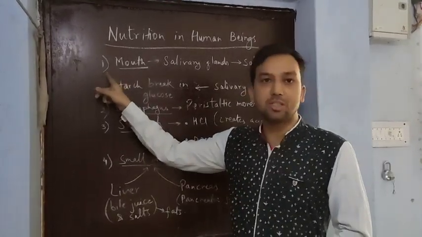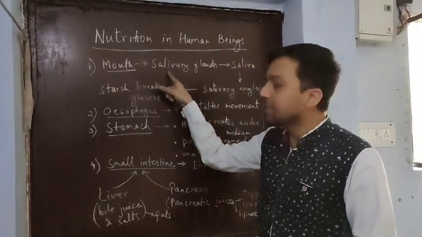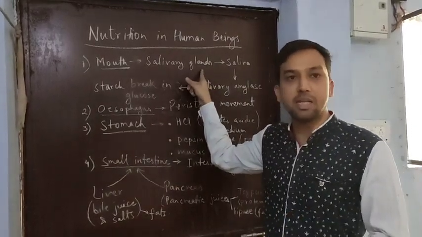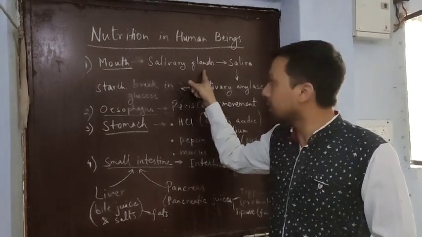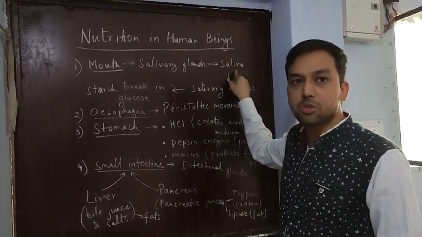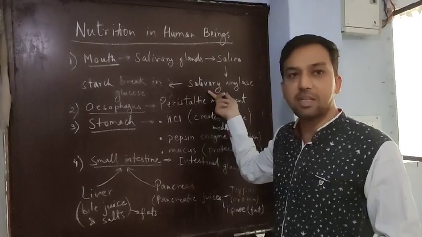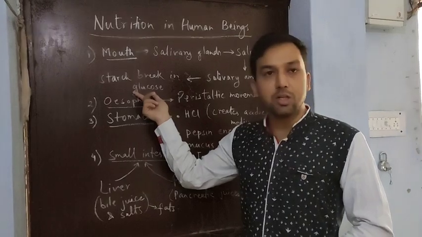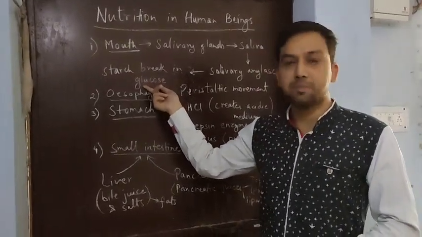The first step of digestion starts from the mouth. As you can see, the mouth contains glands known as salivary glands. There are three pairs of salivary glands present in the mouth, which is basically known as the buccal cavity. From these salivary glands, a watery substance is produced, known as saliva. This saliva contains an enzyme known as salivary amylase, which helps in the breakdown of starch into glucose. Starch is a complex sugar which is broken down into a simple one.